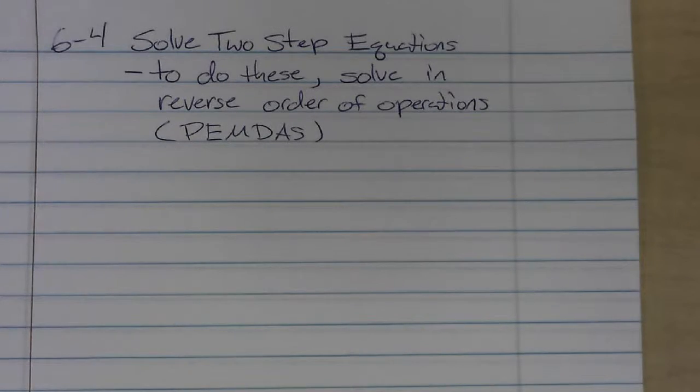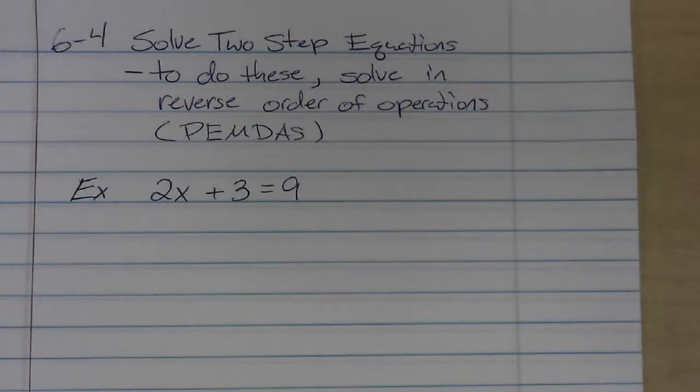So remember PEMDAS: parentheses, exponents, multiplication, division, addition, and subtraction. Now, PEMDAS normally tells us that the last two things that we solve are addition and subtraction. When we're solving two-step equations, we're working backwards. So addition and subtraction, that's actually the first thing that we're going to try and take care of. Then we work with our coefficients and take care of the multiplication and division. Let's take a look at an example.